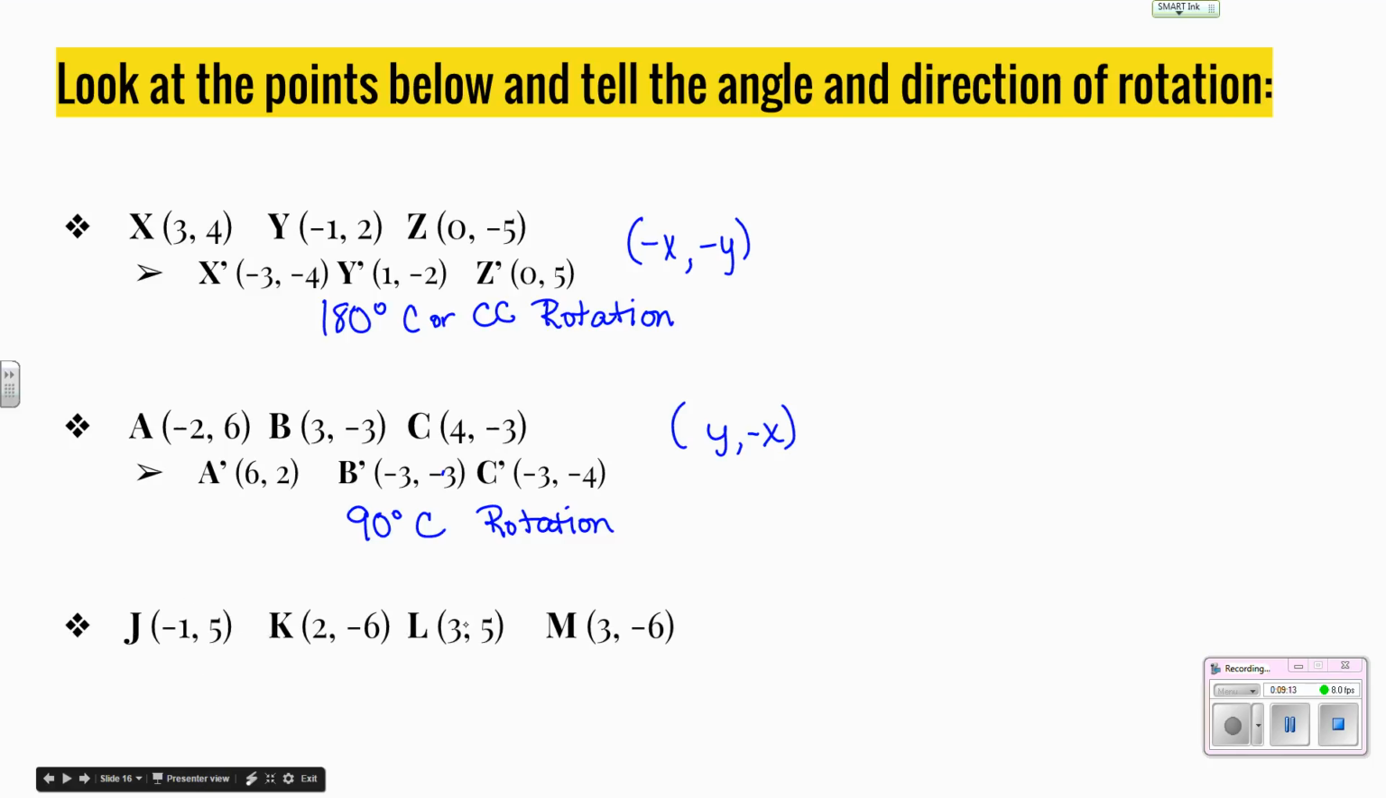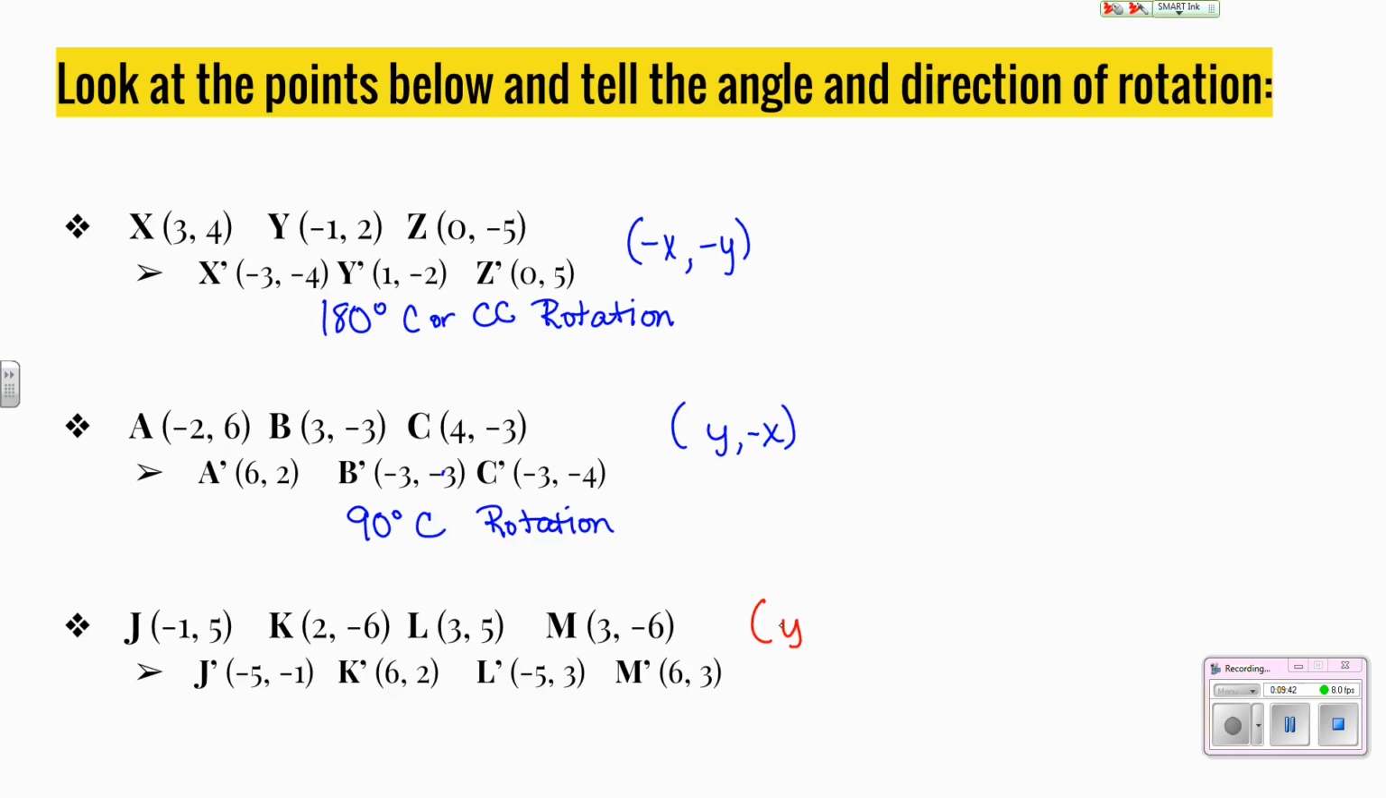I have quadrilateral JKLM with points -1, 5, 2, -6, 3, 5, and 3, -6. So let's look at the rotated points. I have -5, -1, 6, 2, -5, 3, and 6, 3. If you notice, the digits 1, 5 are now 5, 1. 2, 6 is now 6, 2, 3, 5. So my digits, as you can tell, have switched places, okay? But which one has actually changed signs?